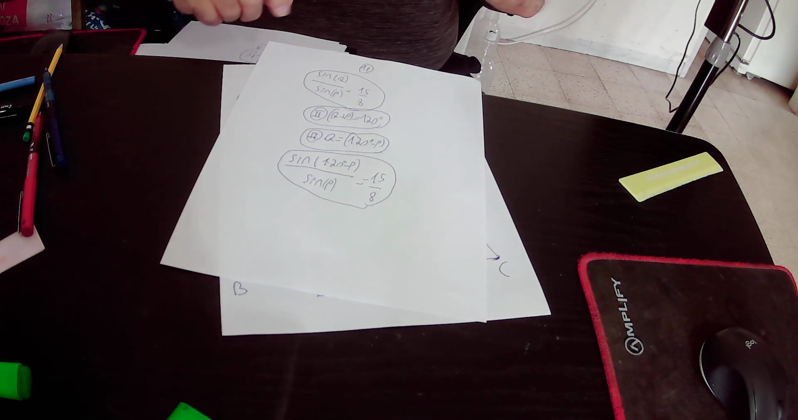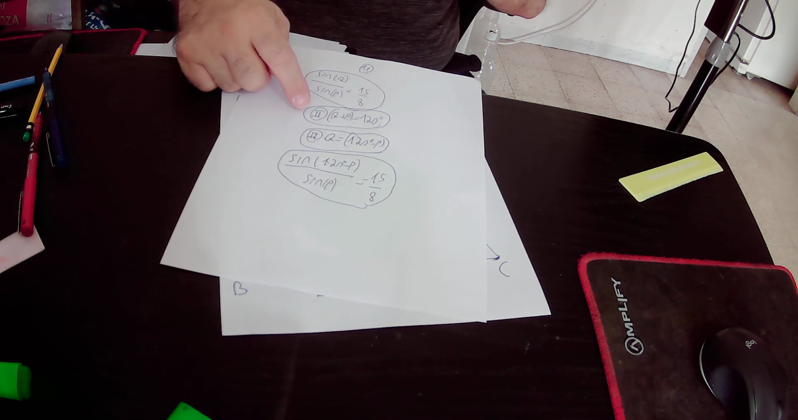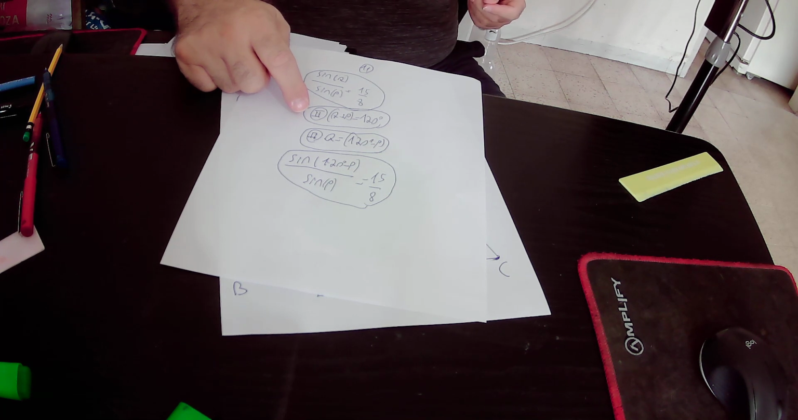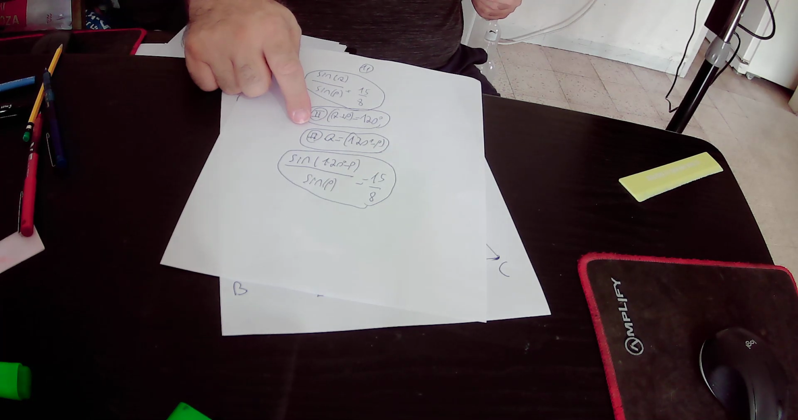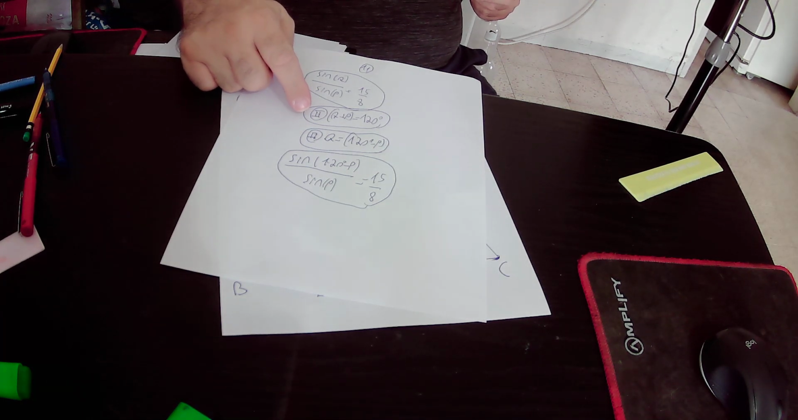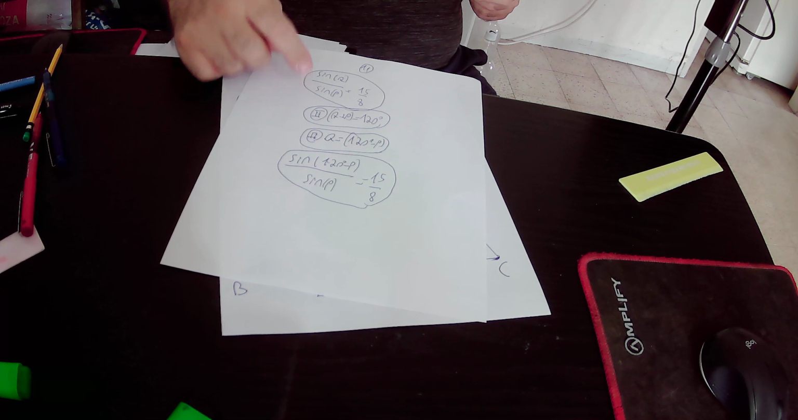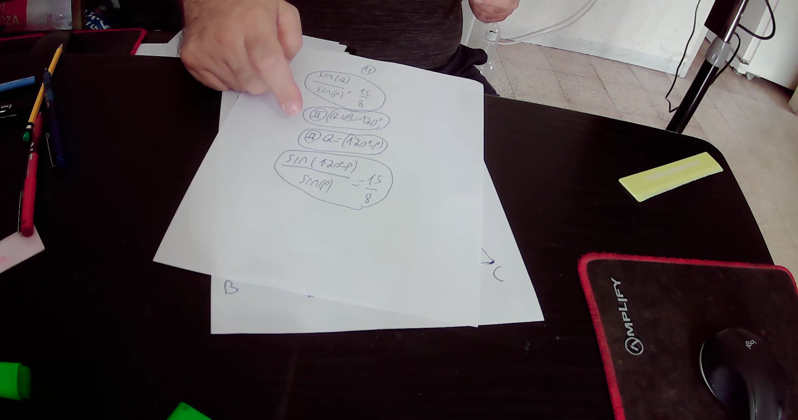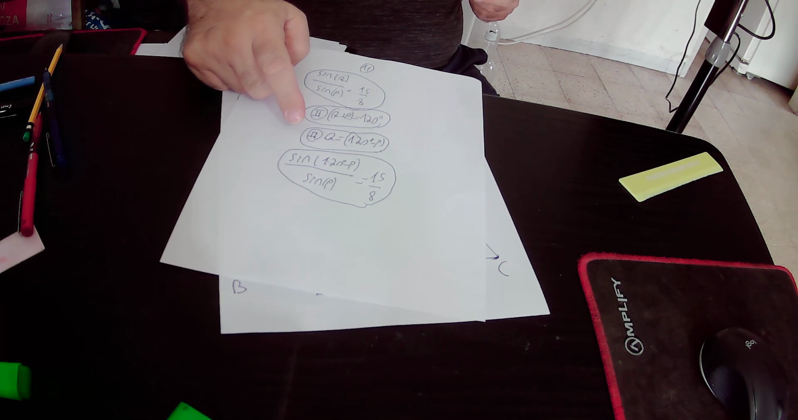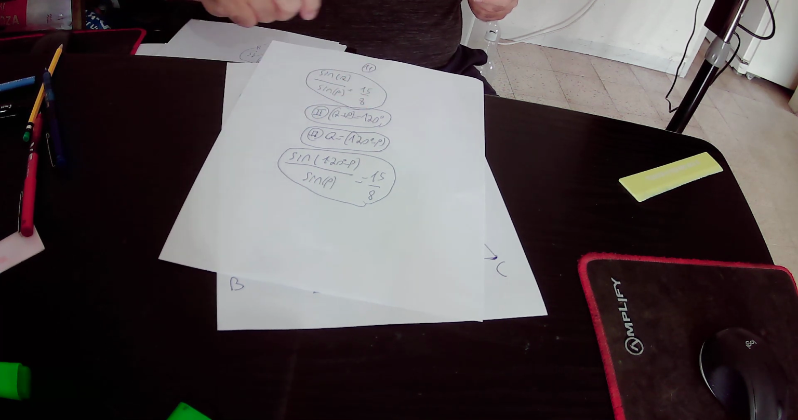But we already know that Q plus P equals 120 degrees, according to equation number 2. So from this equation, we get that Q equals 120 degrees minus P, and we substituted Q by 120 degrees minus P. So we got that sine of (120 degrees minus P) over sine P equals 15 over 8.